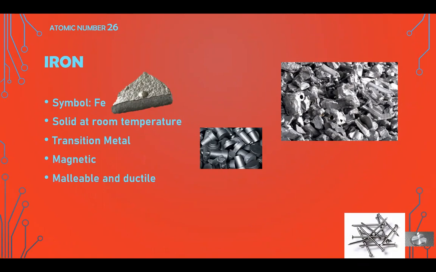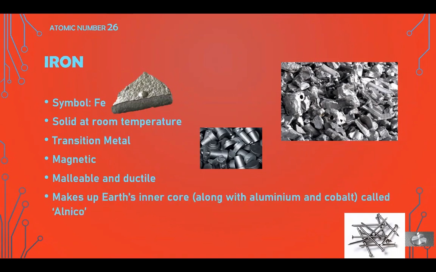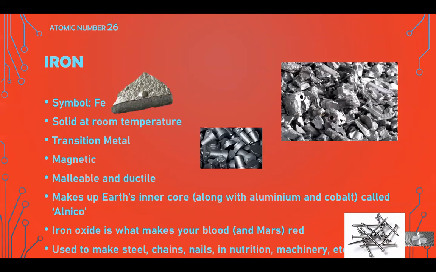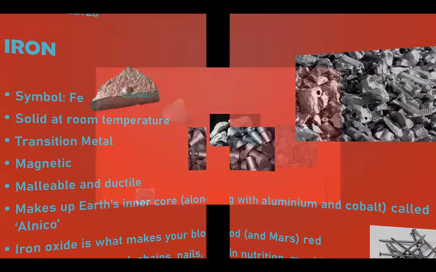Iron is malleable as well as ductile. Malleable means it can be bent into several shapes, and ductile means it can be drawn into wires. Iron is making up Earth's inner core, along with aluminum and cobalt in order to make the Alnico alloy, which is also pretty magnetic. That's what gives Earth its magnetic field. Regardless, iron oxide is also what makes your blood and Mars red, as I explained when I spoke about oxygen. Iron is used to make steel, chains. It's used in nutrition, machinery, etc.